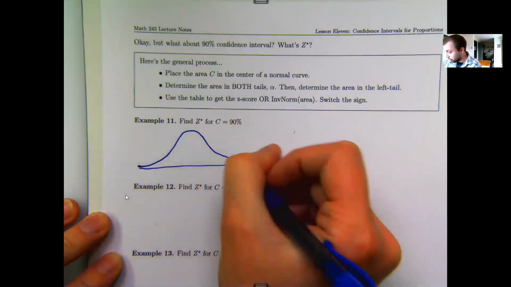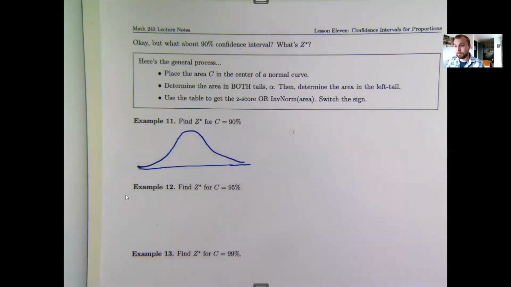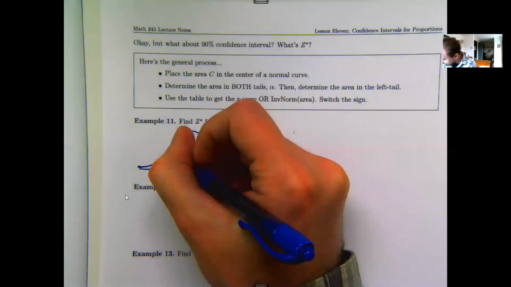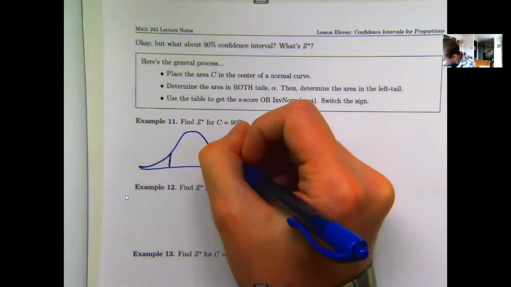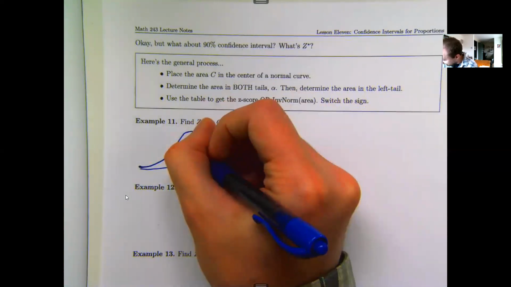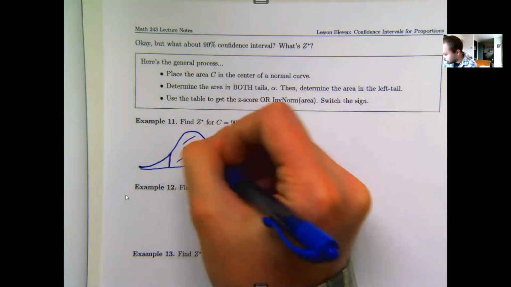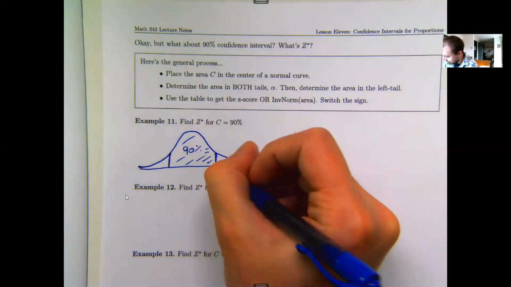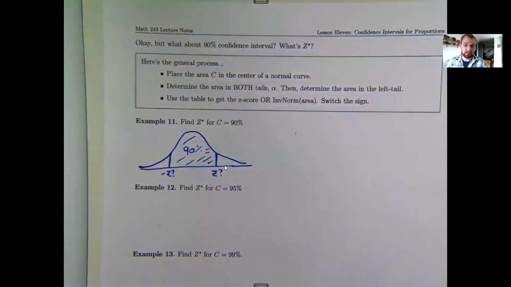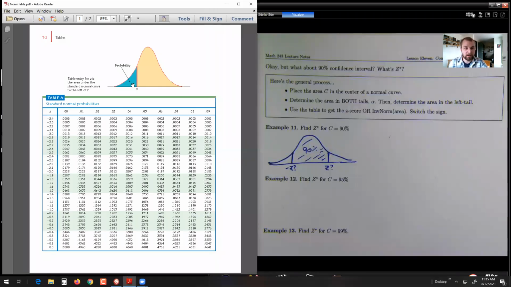And I'm going to need my normal table or some sort of technology to do this. To find z star for 90%, z star is the number of standard deviations I need to go up and down, and C is the area I have in the center of my curve. So I'm trying to figure out how many standard deviations I need to go up and down to have 90% in the center.